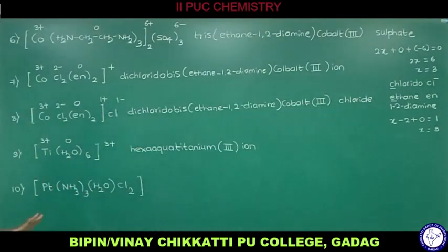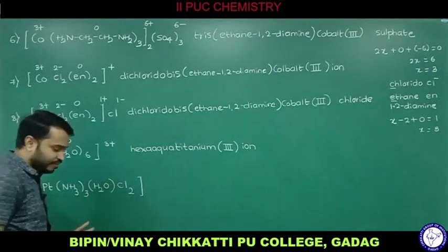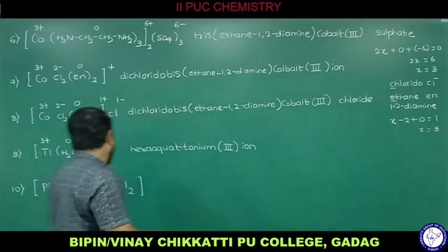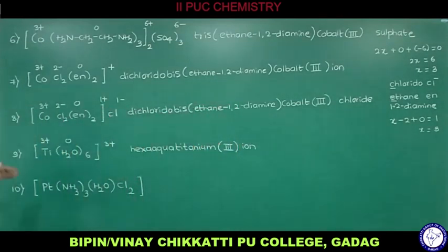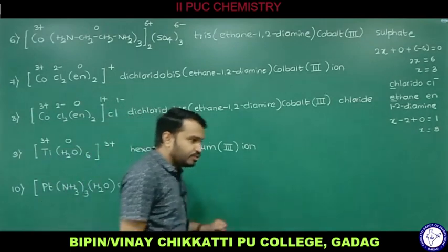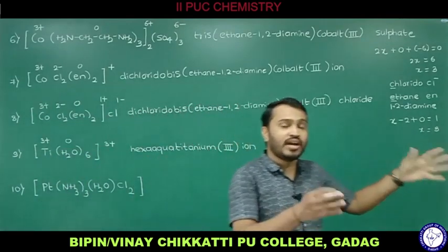Next example, example number 10. Pt we have, NH3 3 times, H2O, and Cl2. So this is a heteroleptic complex. We'll see whether it is cationic or anionic. We need to identify that, but we have only the coordination sphere, isn't it? So we have a coordination sphere, we don't have counter ions.